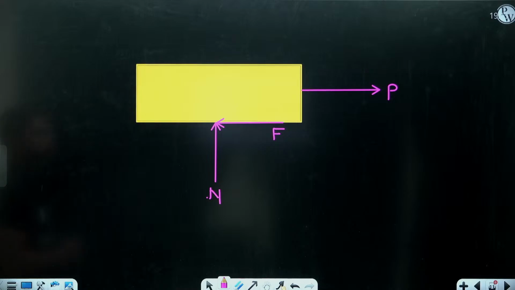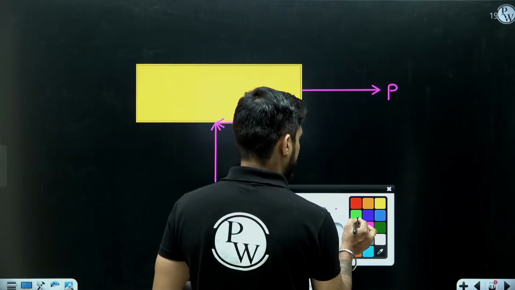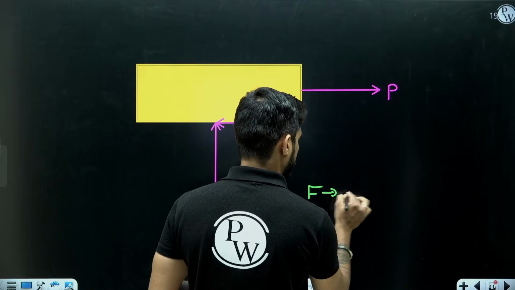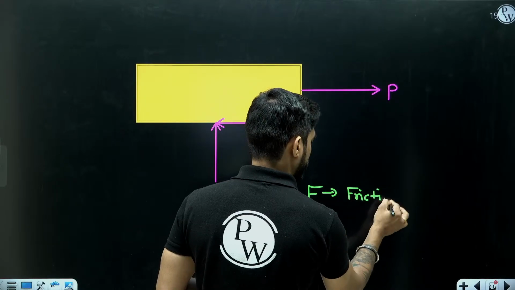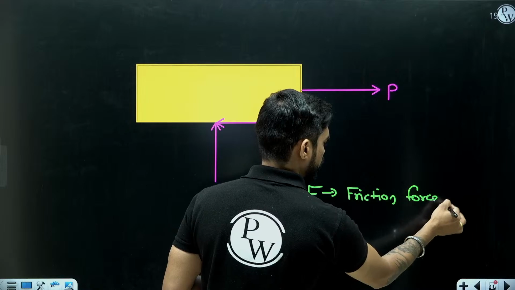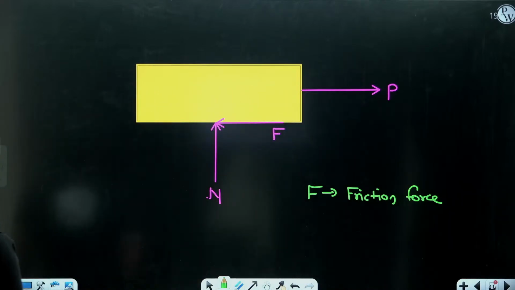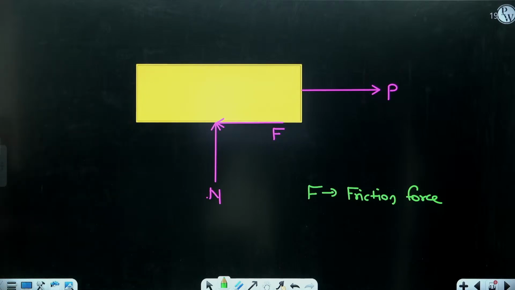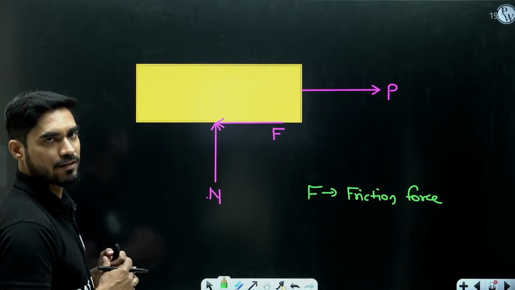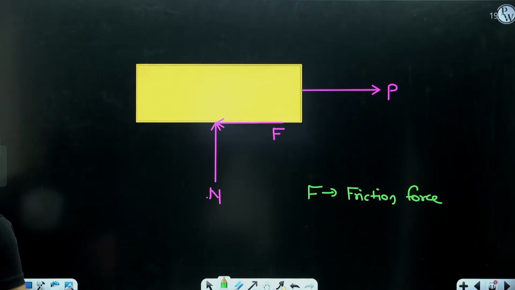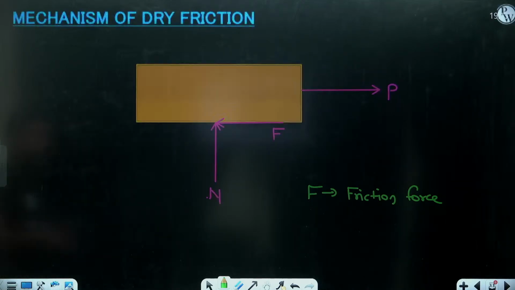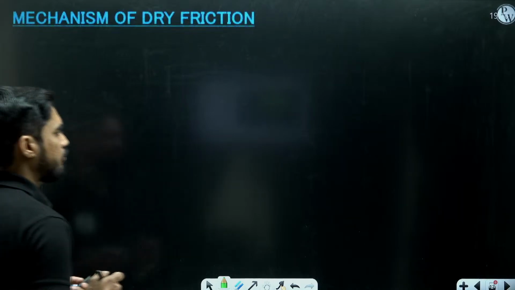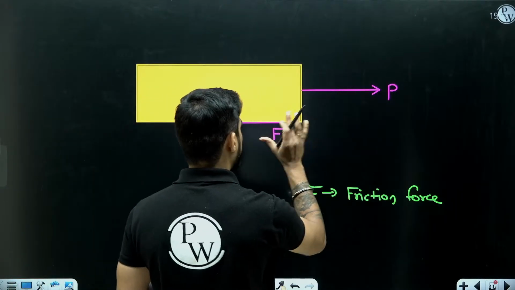So this F is known as the friction force. So I hope now you understand the mechanism behind the friction force, how the friction force is getting developed. Now let's draw a graph between this force P and this F.